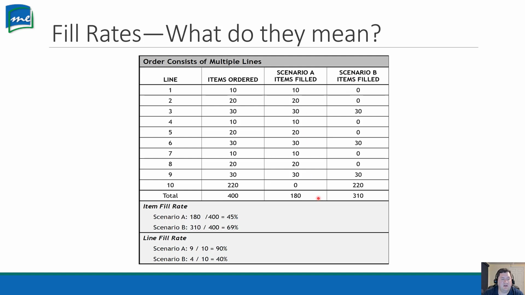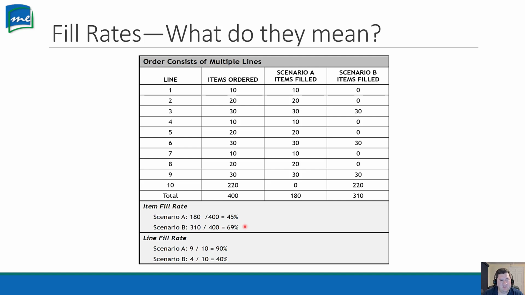So you can see that scenario A is filling the lower order quantities first, or has those as a priority, while scenario B is actually filling the higher order quantities first. When we look at that, scenario A filled 180 of the 400 total on order, which is only a 45% service. That's poor. And scenario B filled 310 of those 400, which is only 69%.